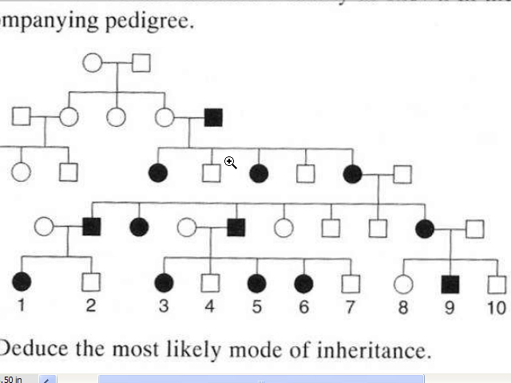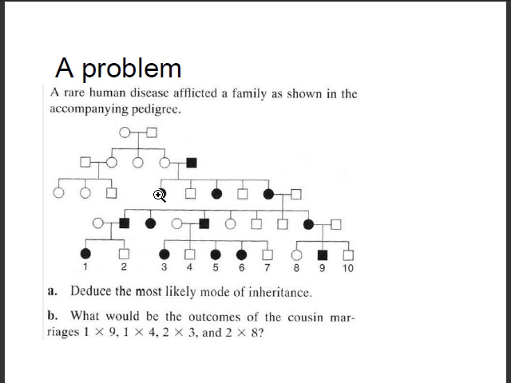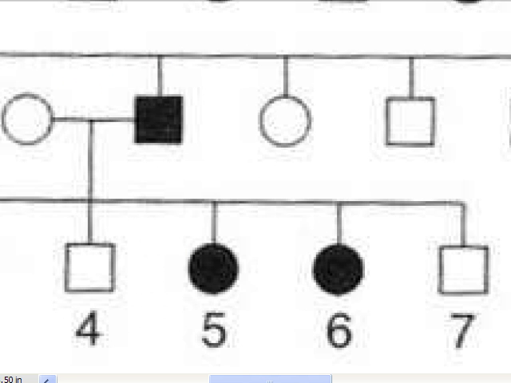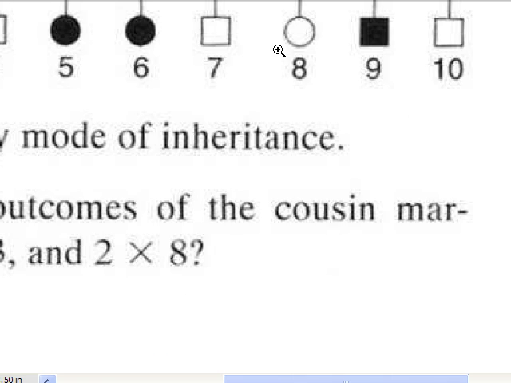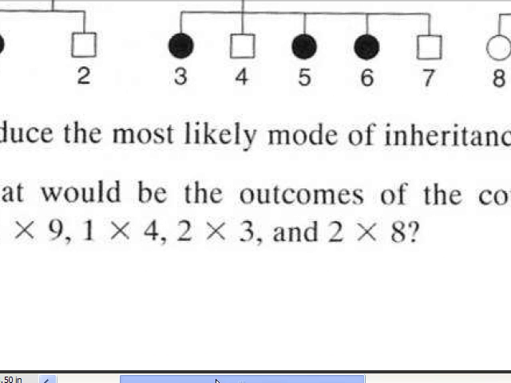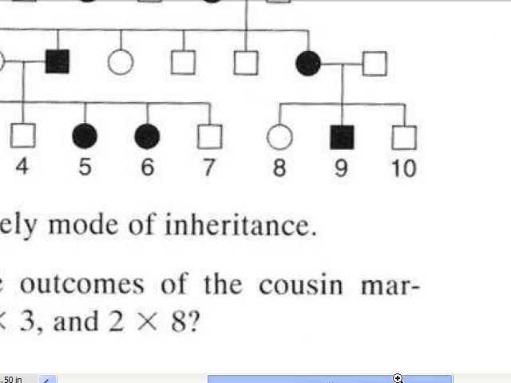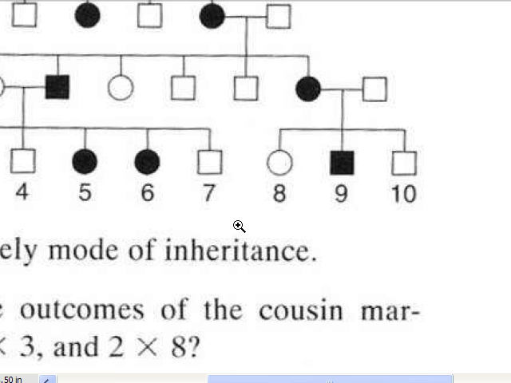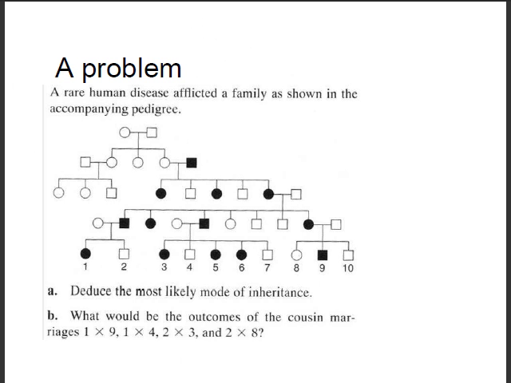And you'll notice here that this father, this male, gives it to all of his daughters. So that suggests that it's X-linked. And here's another male that gives it to all of his daughters. And even if we scooch on over here, let me zoom out just a little bit. There's another individual where a male gives it to his one daughter. And you see a female here gives it to a son. So anyway, it is X-linked dominant.